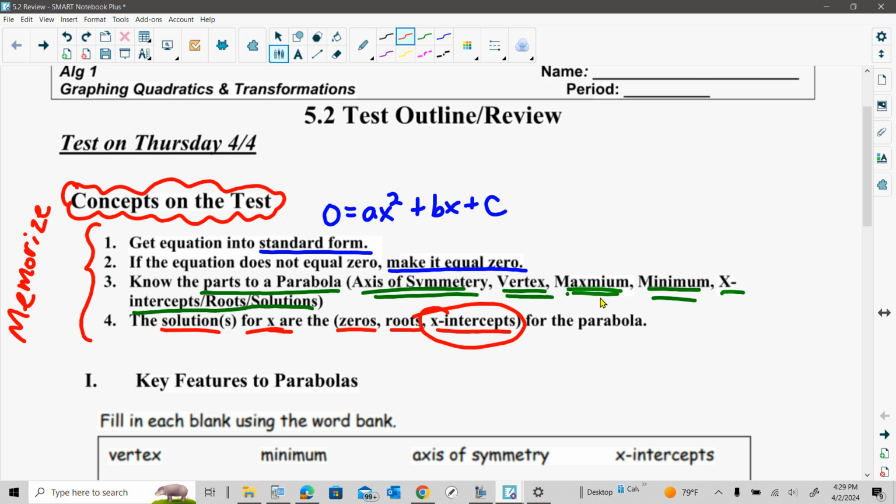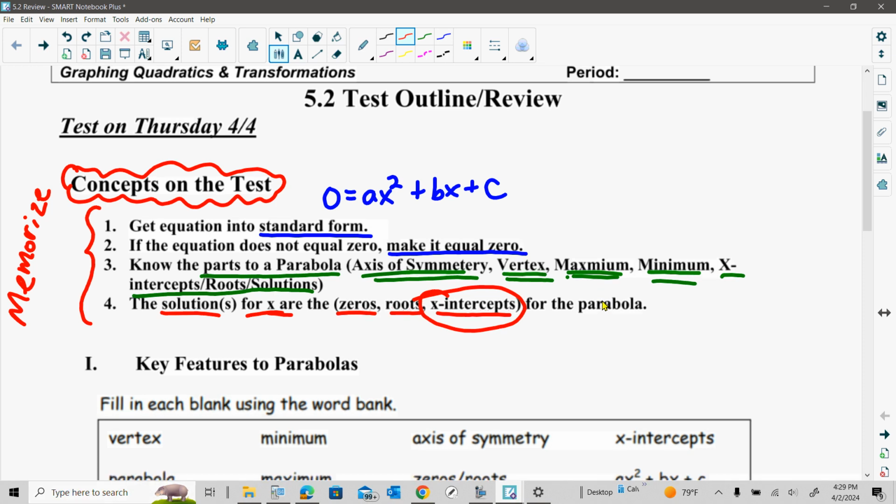The other thing is not on here that I probably should have stated, but you're still going to be able to answer it because you're going to have a graphing calculator: make sure we understand the vertex form. The vertex form is when we have y equals a, parentheses x minus h close parentheses squared, plus k.